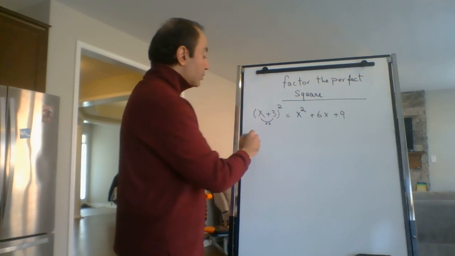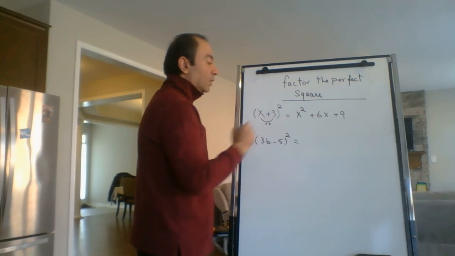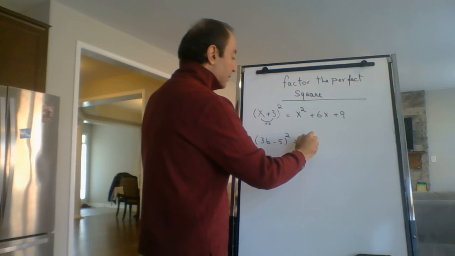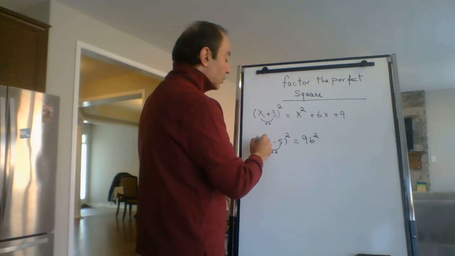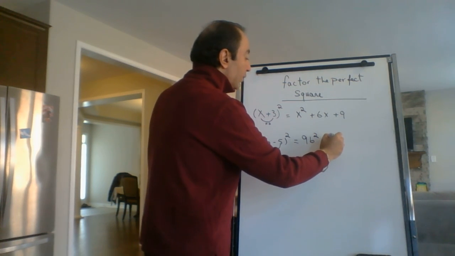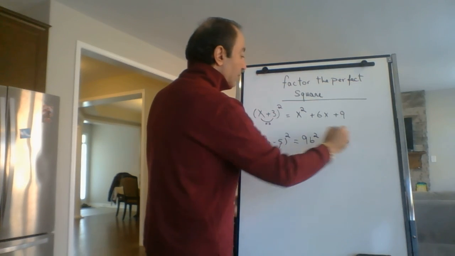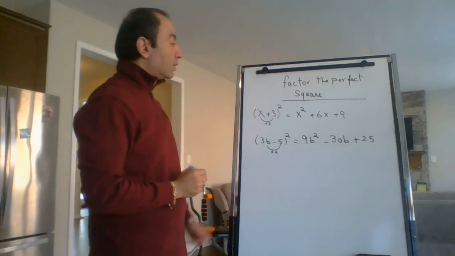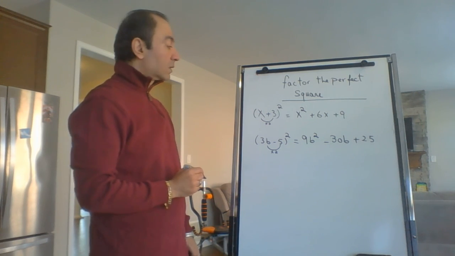Another example to remind you, if we have (3b minus 5) squared, and we want to expand this, I told you, we square the first, so 9b squared, then the first times the second times 2, so 3b times negative 5 is negative 15b, times 2 is negative 30b, and we square the second, which is negative 5 squared, which is positive 25. So this is what we learned about how to expand this with the shortcut.